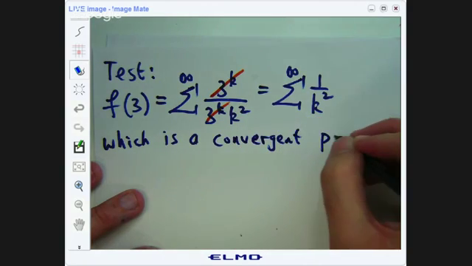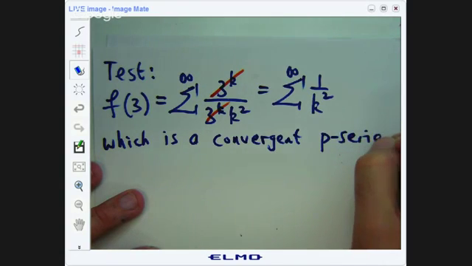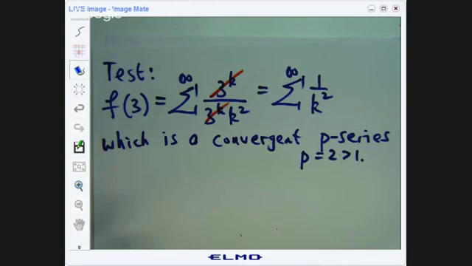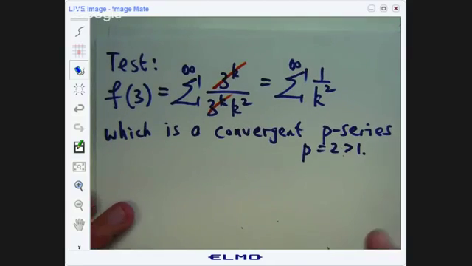Convergent p-series with p equal to 2, which is strictly greater than 1. Okay, so this is the test. If p was less than or equal to 1, this thing would diverge. Okay, let's test the other endpoint.